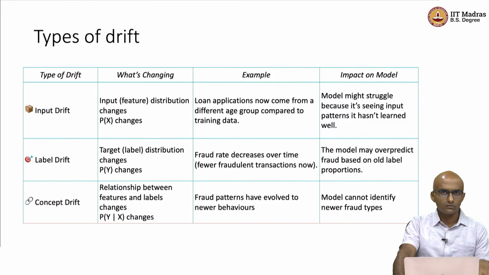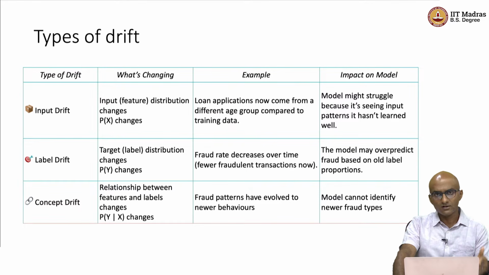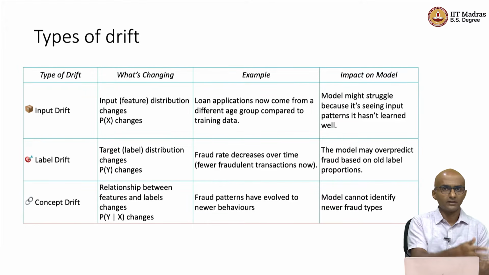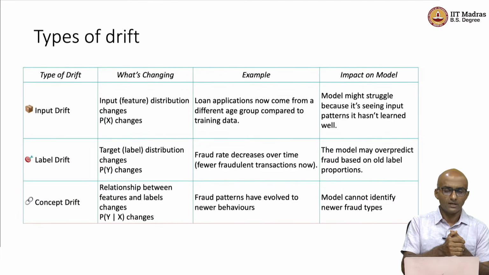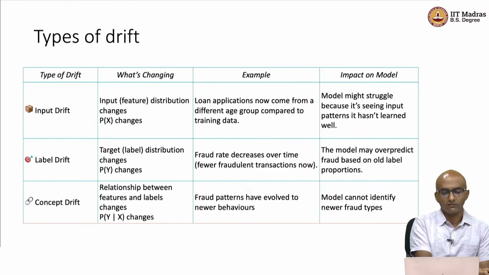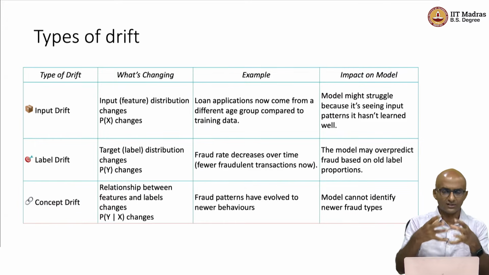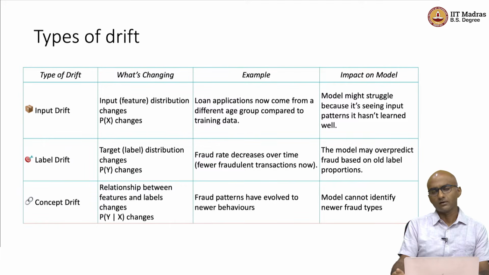So if that's not known to you as a model developer, the model might actually over predict fraud based on the old label distributions and all based on old historical data. So that's an impact. The third type of drift that's possible is a concept drift, which means here the relationship between the input and the output used to be in a certain way, and now that relationship has changed. The pattern of the relationship has changed. So here, the probability of the target being something given the inputs, so probability of y given x, that joint distribution has changed, and therefore the model that you have learned is no longer valid.